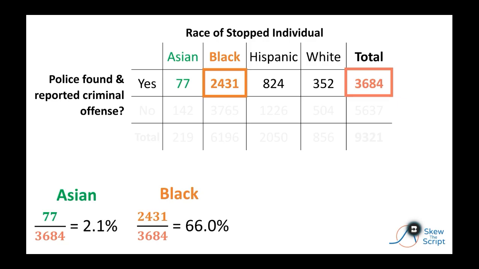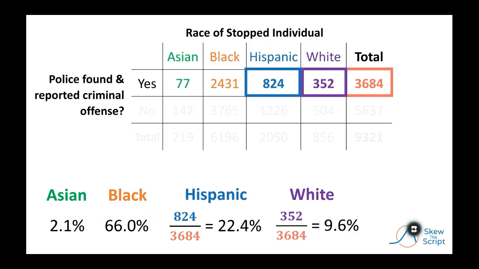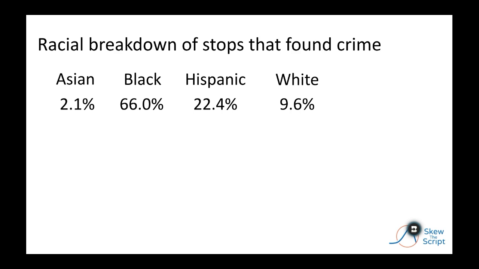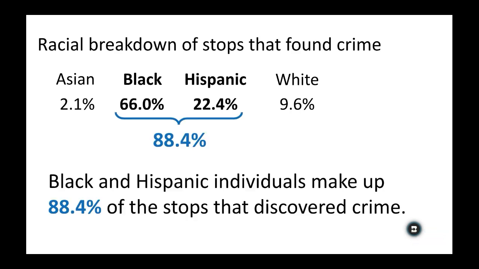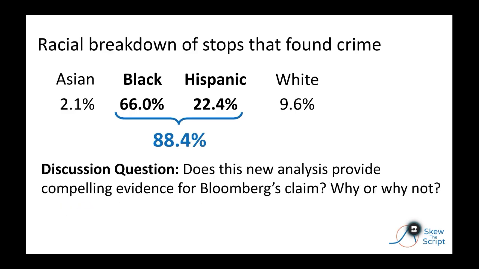66% of the criminal offenses were from stops of Black individuals, and Hispanic and white accounted for 22.4% and 9.6%, respectively. So if we consider the racial breakdown of just the stops that found crime, we find that Black and Hispanic individuals make up 88.4% of stops that discovered crime. So this raises our discussion question for today. Does this new analysis provide compelling evidence for Bloomberg's claim?